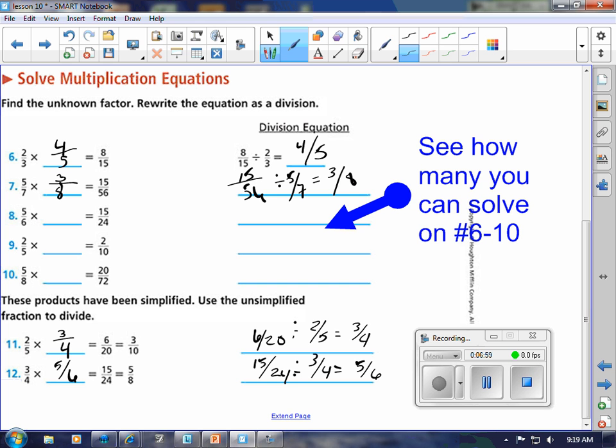So just thinking about cross multiplying when you have fractions that you're dividing. Okay, keep that in mind.